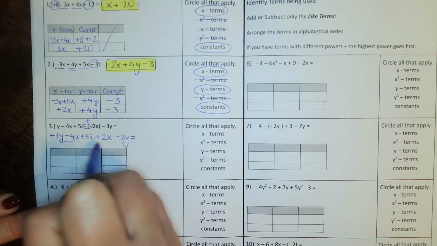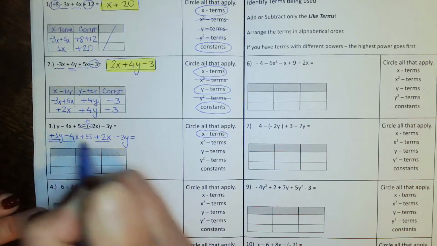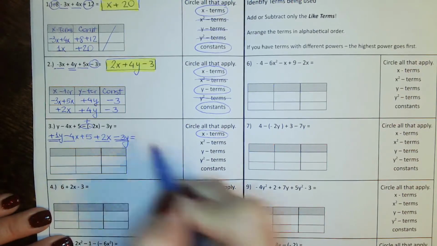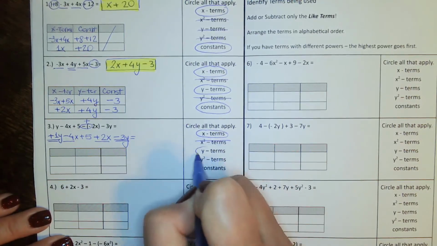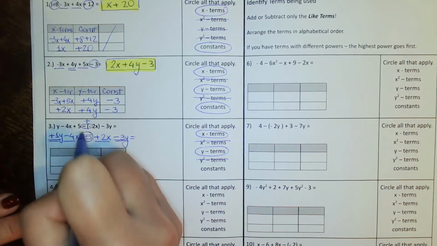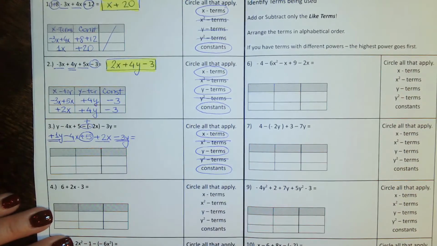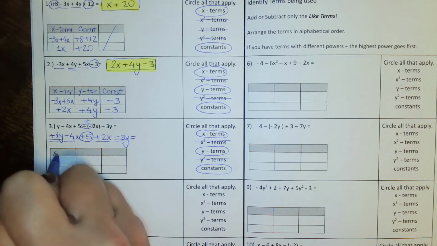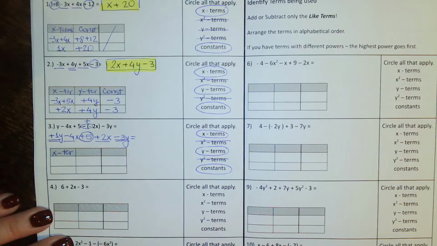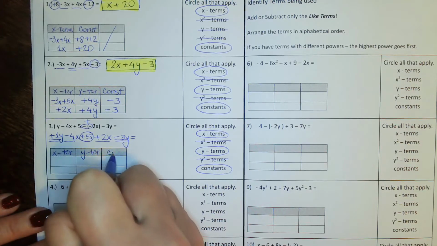We have x terms, we have y terms. I'll underline them with 2 lines, so it's different. No y squares, and I always circle my constants, including that sign. In alphabetical order, we have x terms, y terms, and constants.